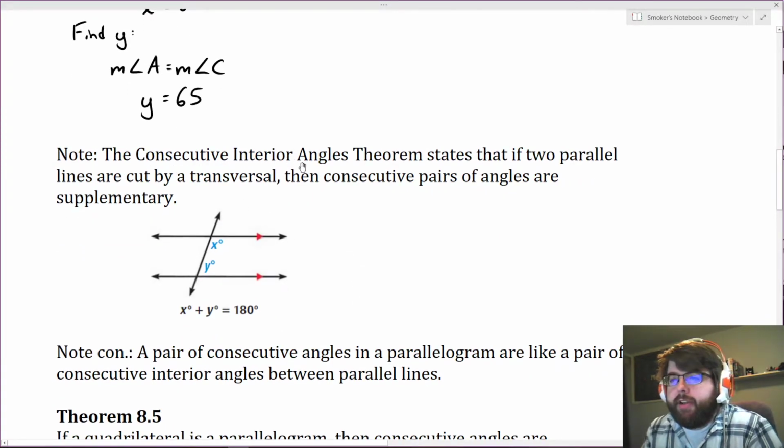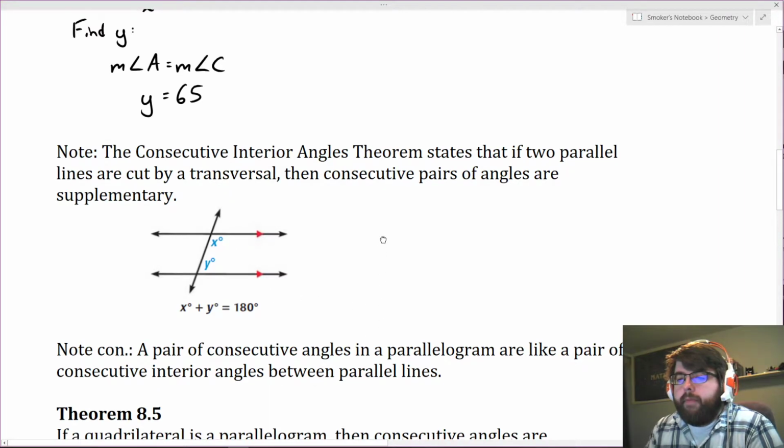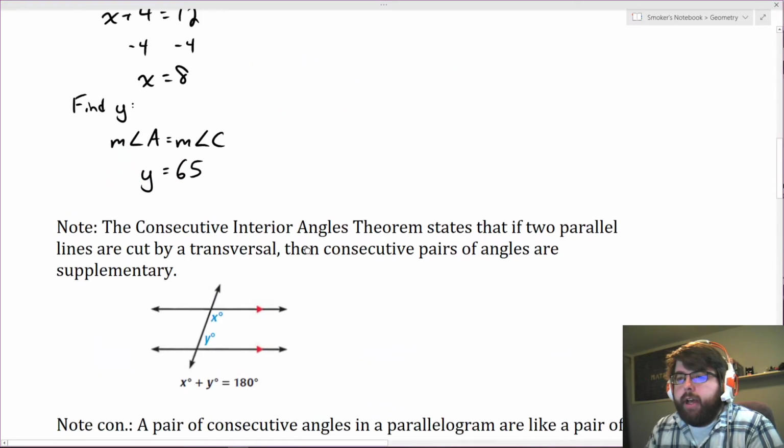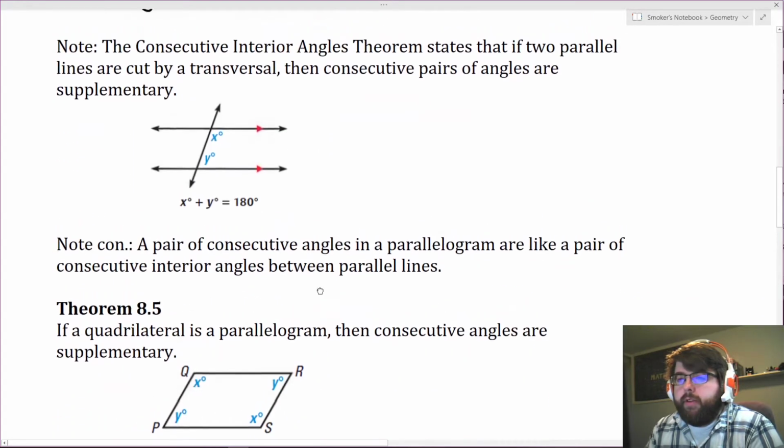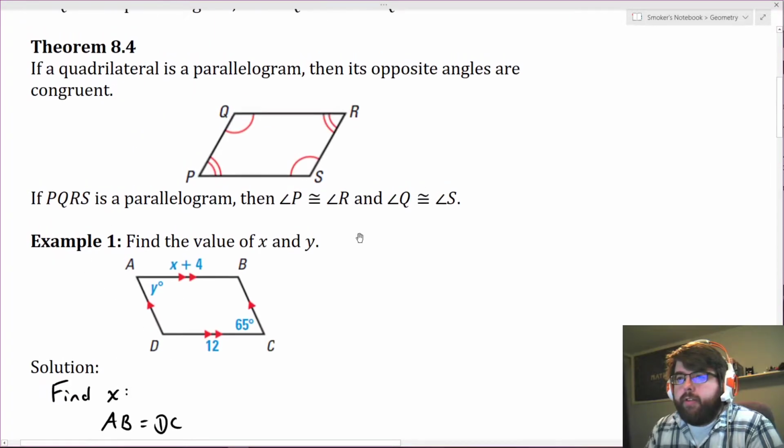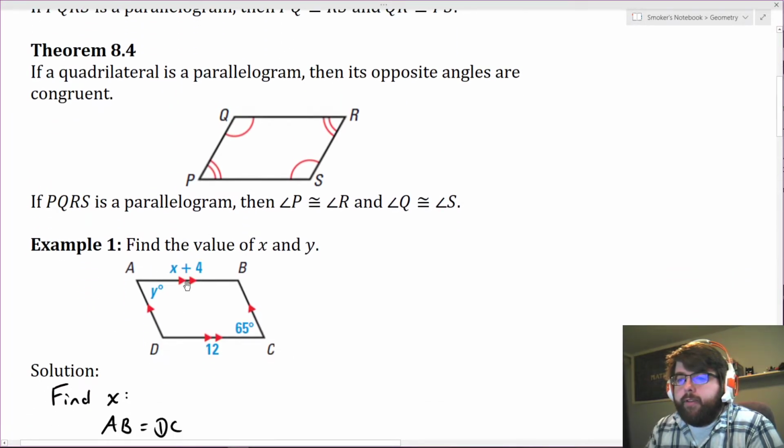All right, the consecutive interior angle theorem that we looked at earlier in the year states that if two lines are cut by a transversal, consecutive interior angles are a consecutive pair, which means that they add up to 180. Well, this is like half of a parallelogram. If this side is parallel to this side, this is the same as cutting that parallelogram with a transversal.